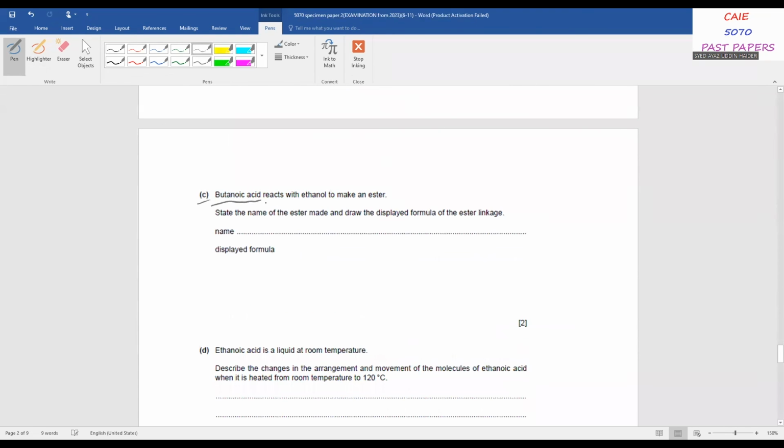Butanoic acid reacts with ethanol to make an ester. State the name of the ester made and draw the displayed formula of the ester linkage. It's very easy. The alkyl group comes from the alcohol. Alkyl alkanoate. You'll get alkyl alkanoate: the alkyl is coming from the alcohol, and the alkanoate is coming from the carboxylic acid. So you'll get ethyl butanoate.